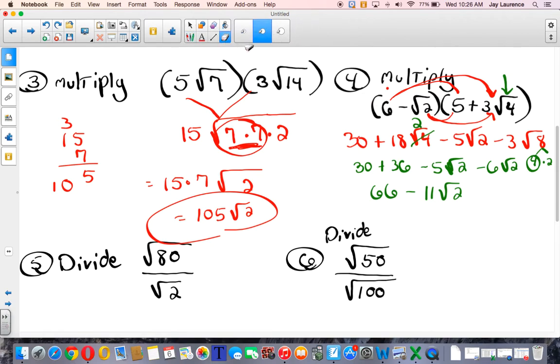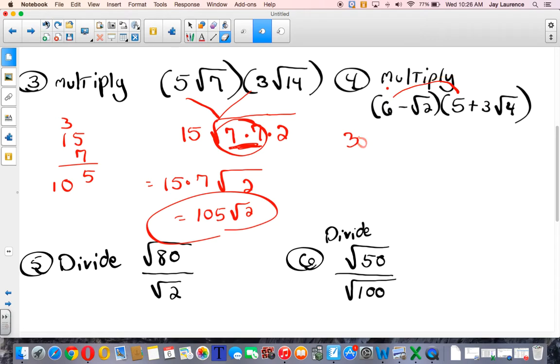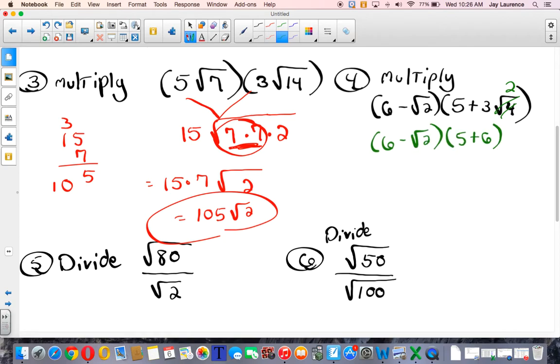All right, let's go back and see an easier way, or potentially a way with less work. Before I actually get to the double distributing, I notice right off the bat that this can be simplified. This is going to be a 2 outside the house, and so that's going to be a 6. So my problem is really 6 minus rad 2 times 5 plus 6. Well, the order of operations tells me I can add these two, so that's 11. So my problem is really going to be just a simple distribution, 66 minus 11 rad 2.